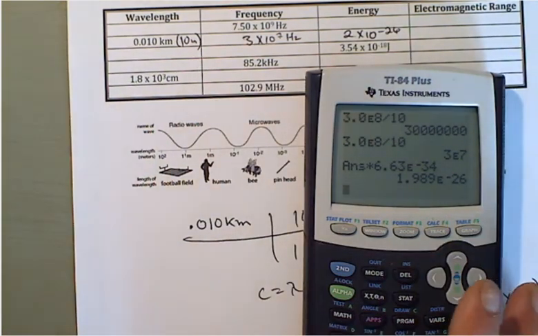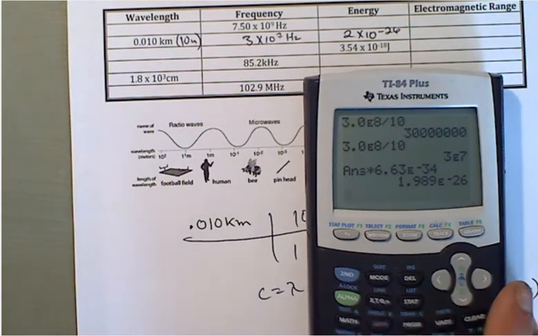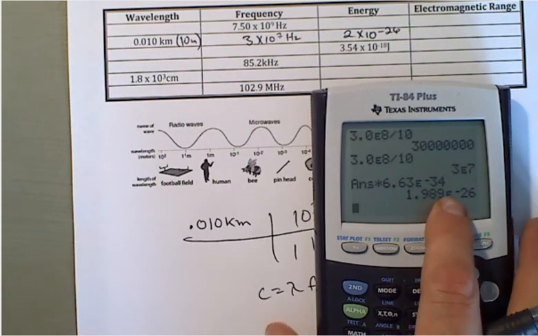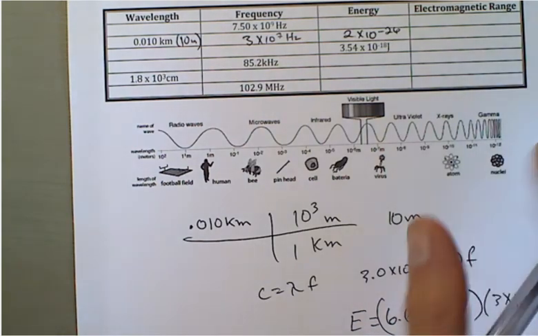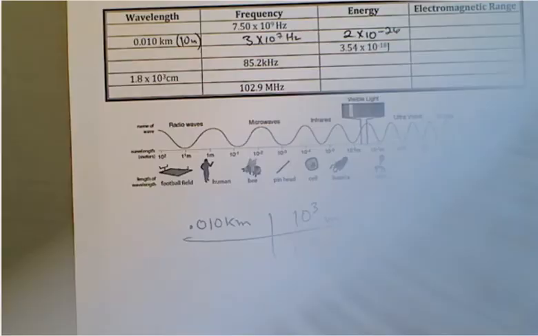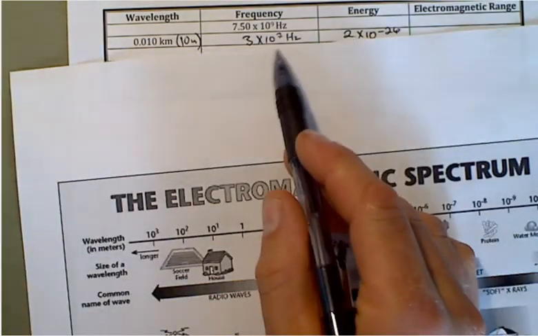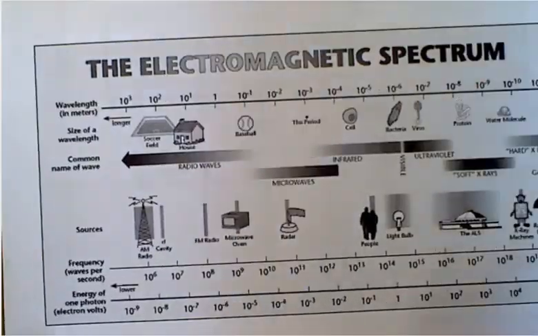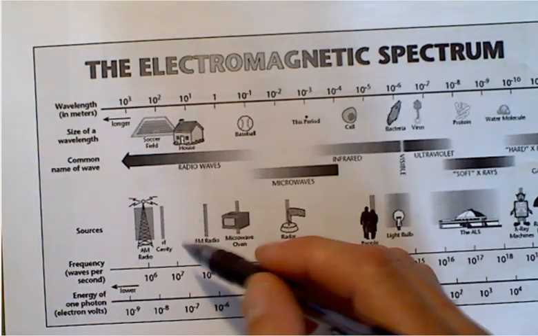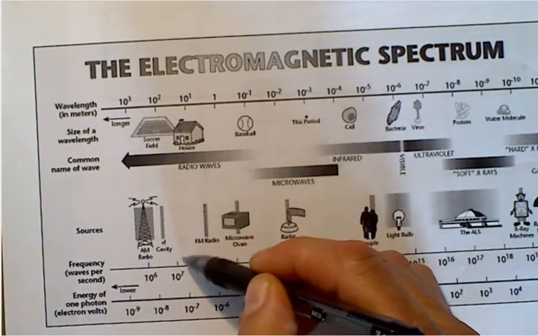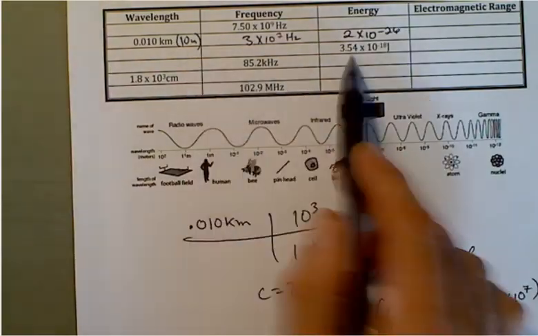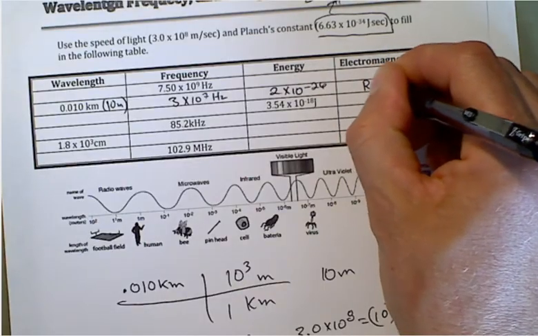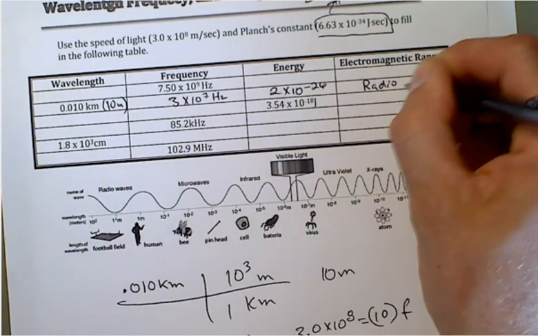All right, so what is the range? So it says electromagnetic range right there. So let's go ahead and figure out what exactly that is. If I look at my frequency, I'm in the 10 to the 7th. I like to use the frequency one. So 10 to the 7th is right here. That puts me right in the middle of radio waves. This one right here wouldn't hurt you at all. So I'm going to write radio waves right there.